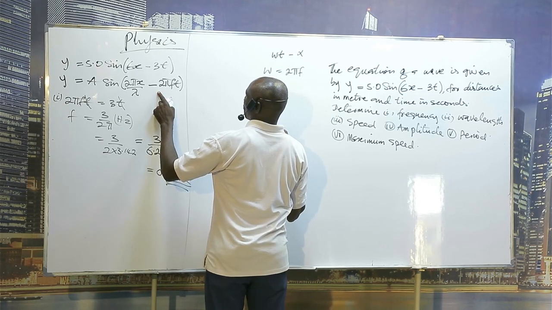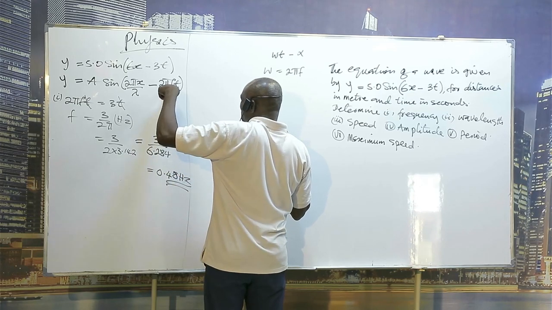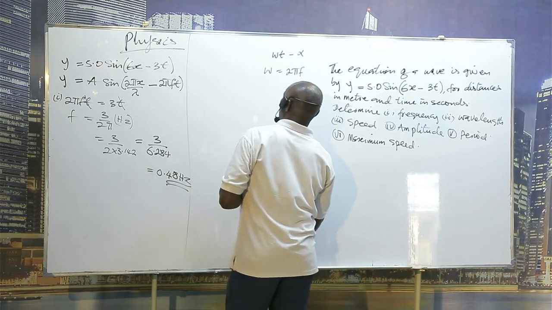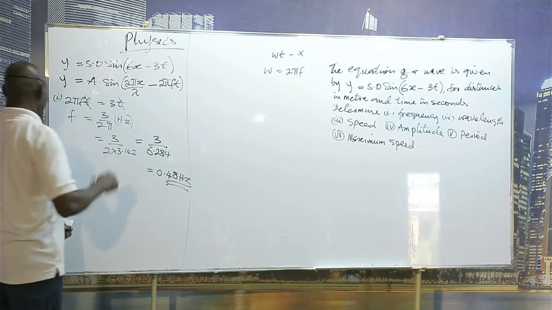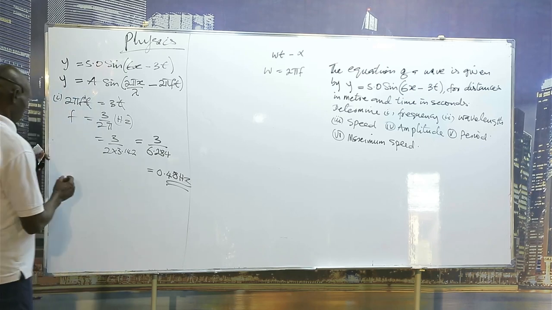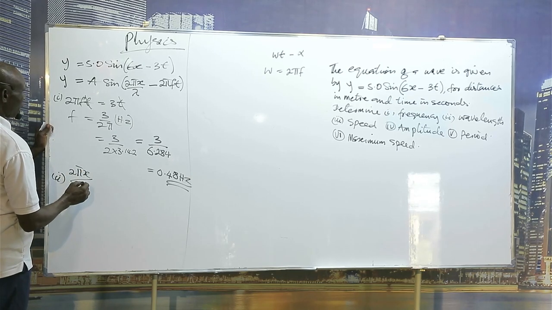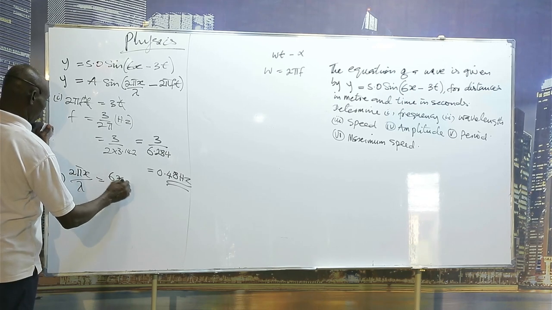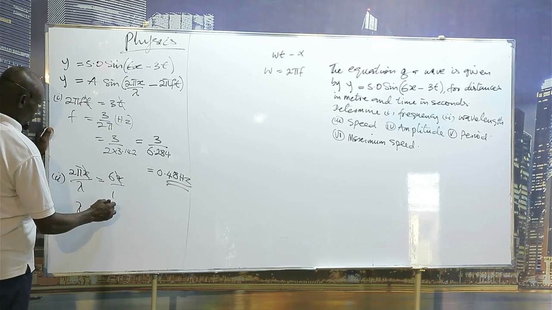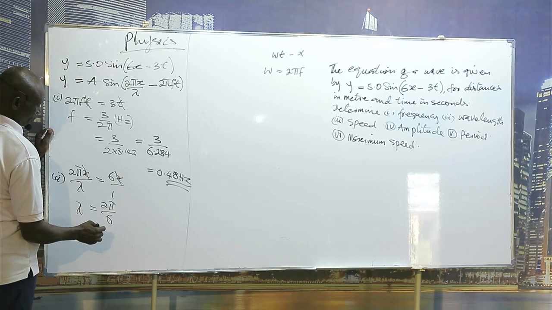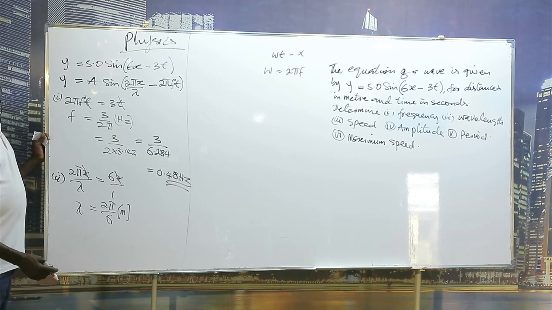So in this question now, they are looking at 2 pi f, which is equivalent to w, which is equal to 3t. The same thing. No matter the way you take it, you still get the same result. So here, they now asked us to calculate II. And what is II? II is wavelength. So for wavelength, you have 2 pi x over lambda equals 6x over 1. x we go. This time wavelength will be 2 pi over 6, which is in meters.